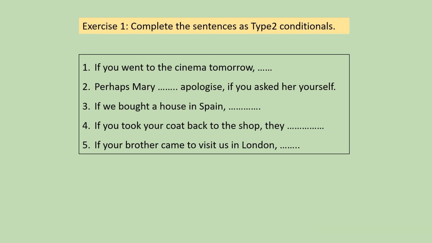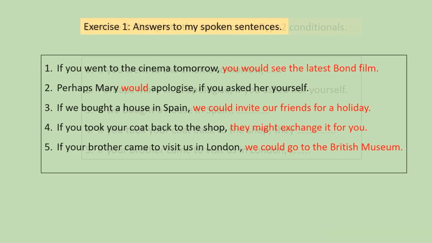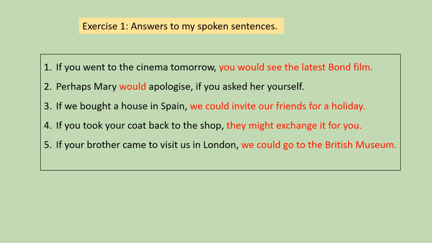2. Perhaps Mary would apologise if you asked her yourself. 3. If we bought a house in Spain, we could invite our friends for a holiday. 4. If you took your coat back to the shop, they might exchange it for you. 5. If your brother came to visit us in London, we could go to the British Museum. And here are the answers.